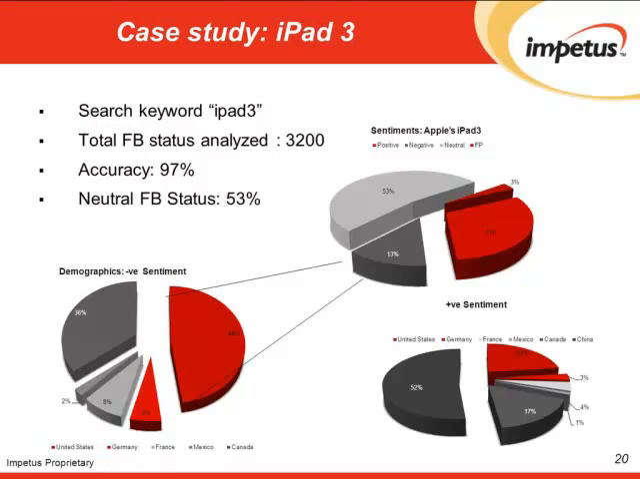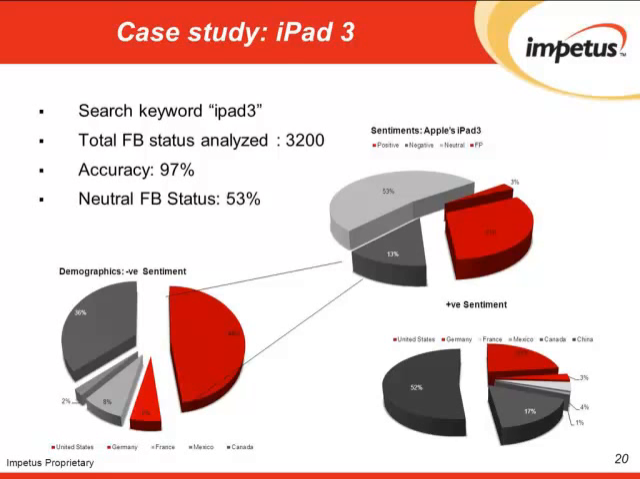So in this case, after a recent launch of iPad 3, we tried to gauge people's response to Apple's new offering. In this case, we decided to use Facebook as the preferred platform and use the search keyword as iPad 3. We then analyzed 3,200 Facebook statuses with an accuracy of 97%.